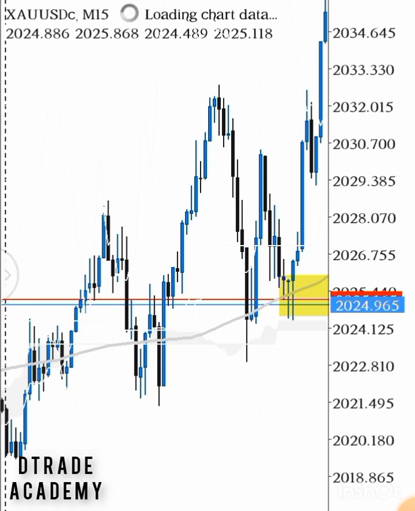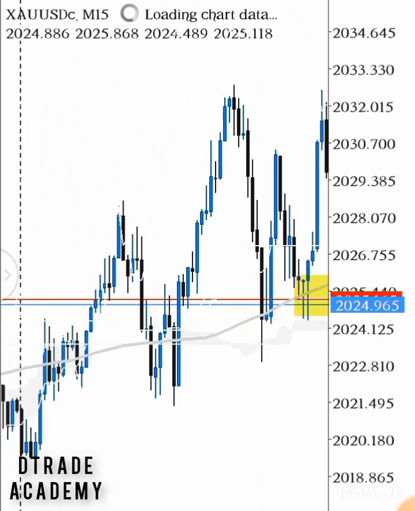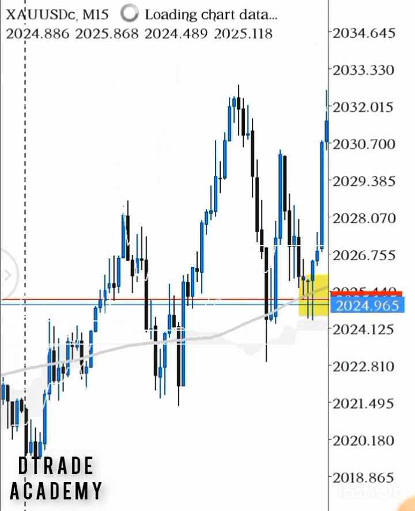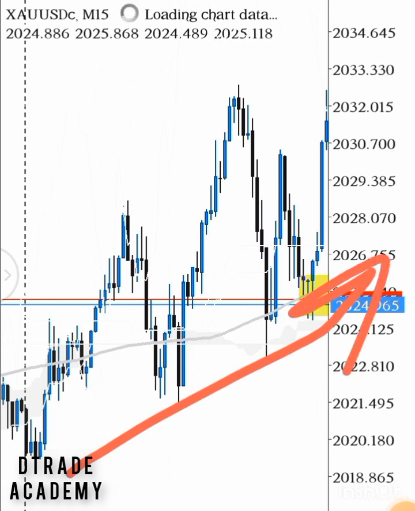I'll be talking about liquidity. So, before we go into liquidity, we have to understand the particular direction of the trend. When we look at this market, we will discover that the trend is upward. We are in an uptrend.